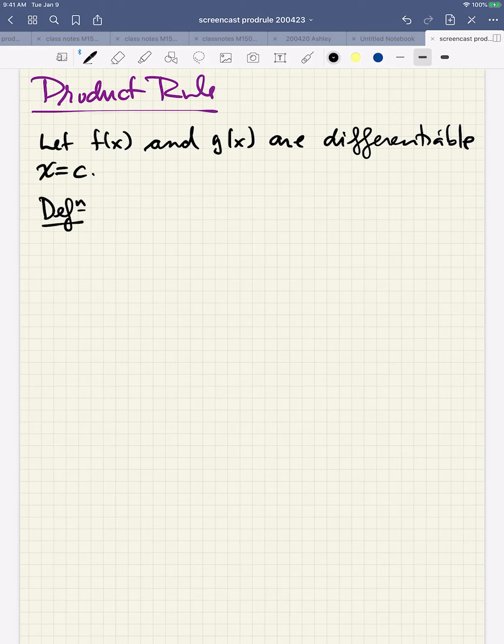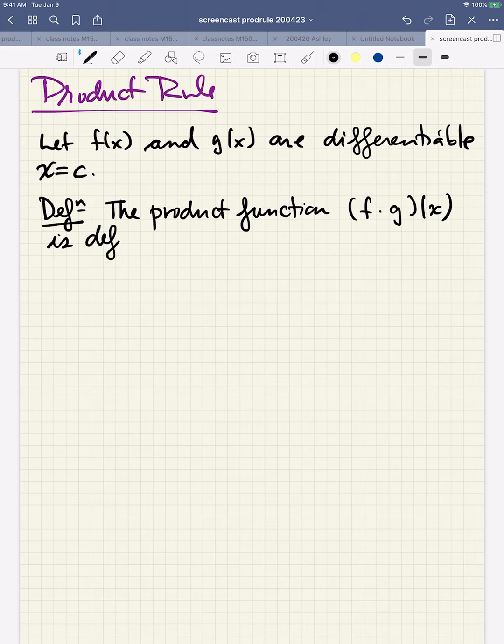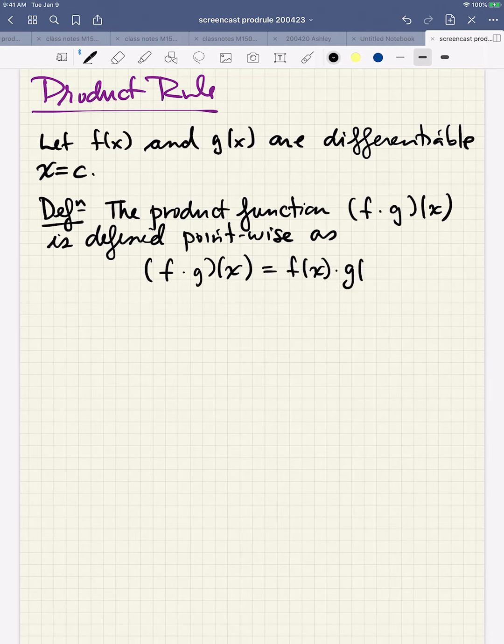When you have two functions, you can define the product function this way. So (f times g)(x). This is like a whole new function. f times g takes the same input as f and g. The product function f times g is defined pointwise. That is, for each input x, the output of f times g of x is the output of f at x times the output of g at x. This is a technical definition.